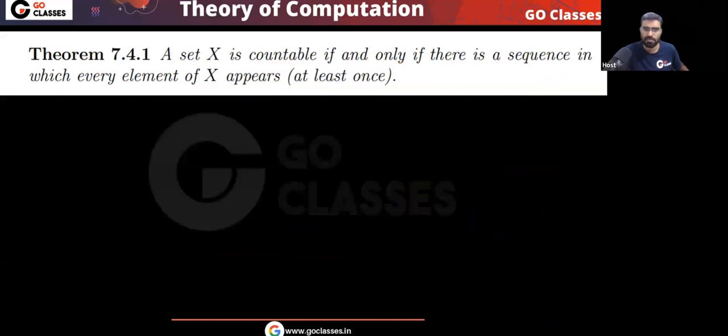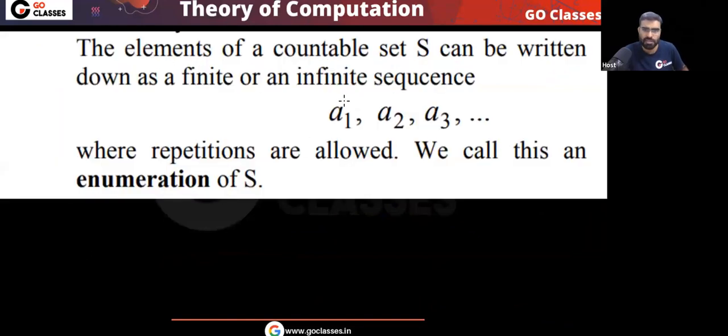So you understood the definition, right? Countable means you can put them in a sequence where repetitions are allowed. Just make sure every element appears at least once. This sequence will be called enumeration of S. Now let's see some questions.